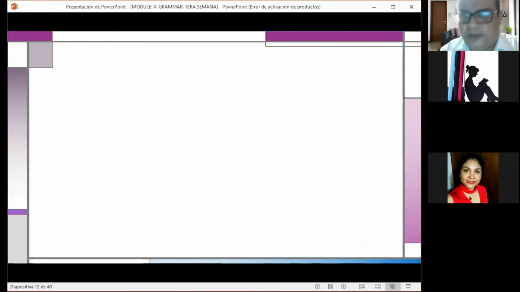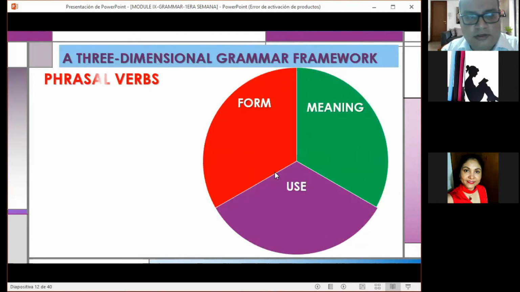Oh, sorry, my drawings. Let's see another example. Phrasal verbs. This is another structure, another pattern in the English language. Phrasal verbs. What is a phrasal verb? Can you tell me? What is a phrasal verb? Tell me, please. What is a phrasal verb?